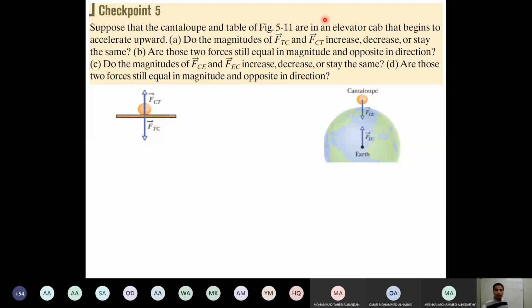Another question is, do the magnitudes of F_CE, which is the force on the cantaloupe from the Earth, and F_EC, which is the force on the Earth applied by the cantaloupe, increase, decrease, or stay the same? I think stay the same. They stay the same because the person's weight is the person's weight.